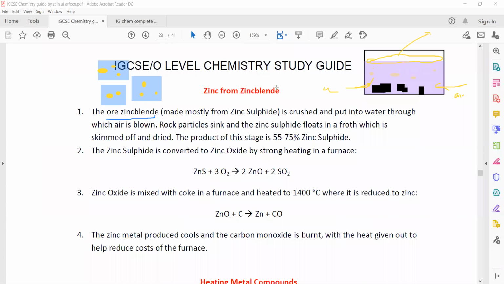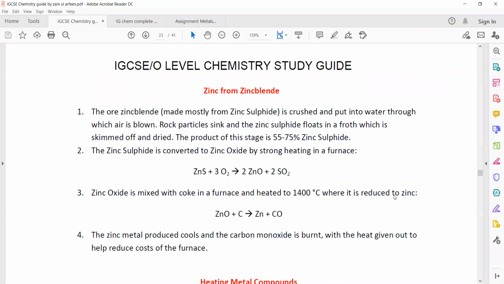Finish writing this extraction of zinc from zinc blende. Actually, carbon monoxide burning is not the last step. It's what happened because we want to increase the temperature of the furnace. So the first step is also the formation of carbon dioxide.